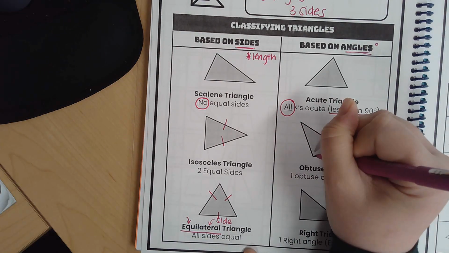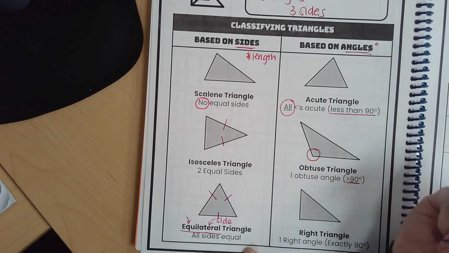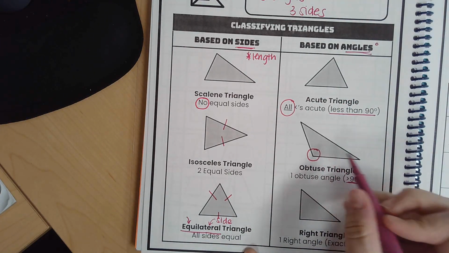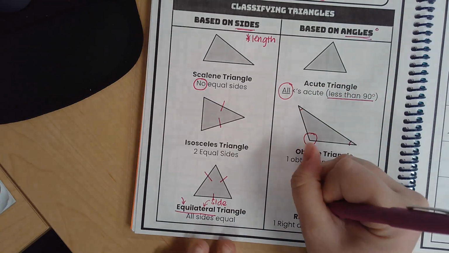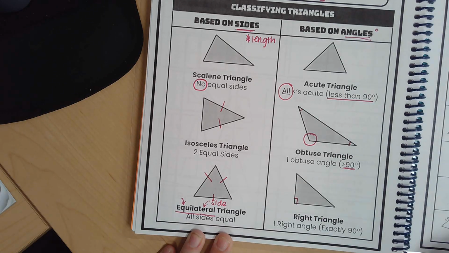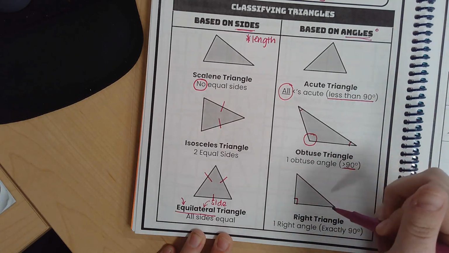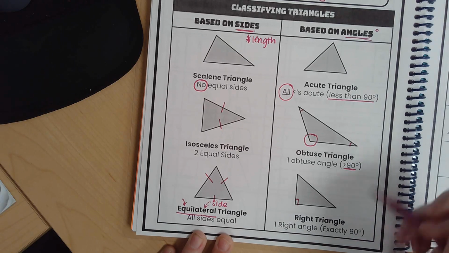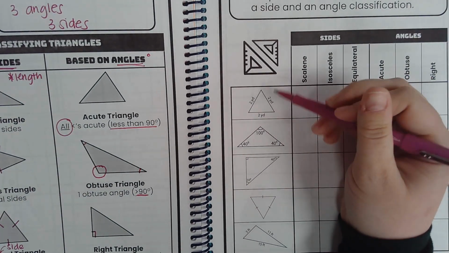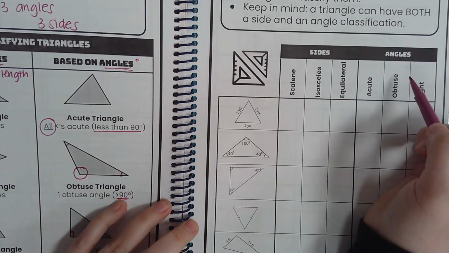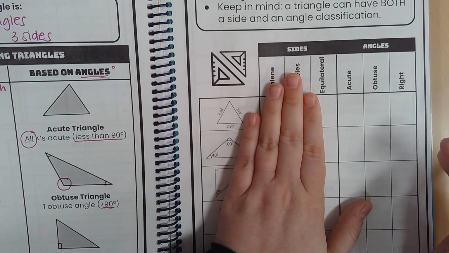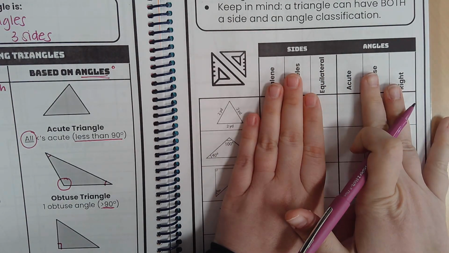So for this one, it would be obtuse. Now, a good thing to know, if you have one obtuse, the other 2 are going to be acute. So these are acute, this one is obtuse. Now, a right triangle has one angle that is exactly 90. When you do that, the other 2 also have to be acute. So we are going to use the information presented in these diagrams to talk about what they could be, because if you're classifying a triangle, it could have a side characteristic and an angle characteristic.